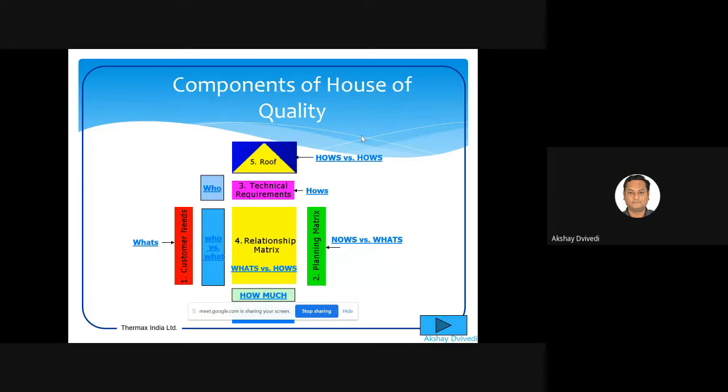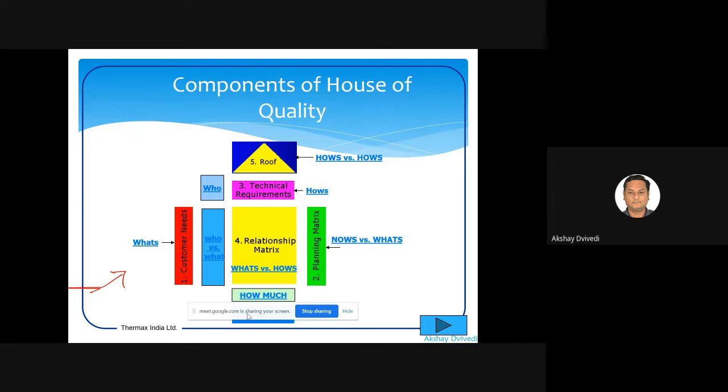So, when we explore this particular house in individual components, we go step by step. The first and foremost step, which is not present in this particular house of quality, is: who are your customers? This implies you need to identify who your stakeholders are. That particular stakeholder identification is very important.